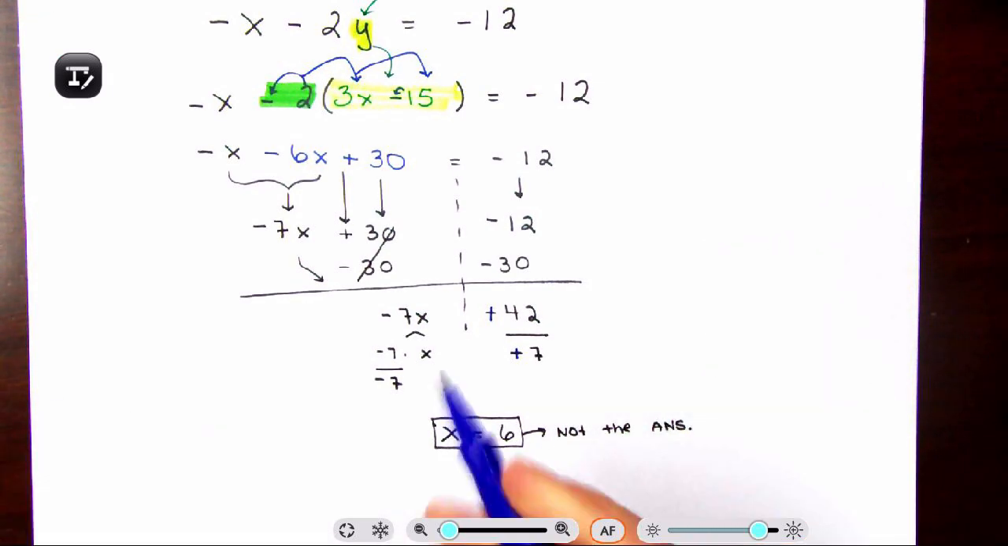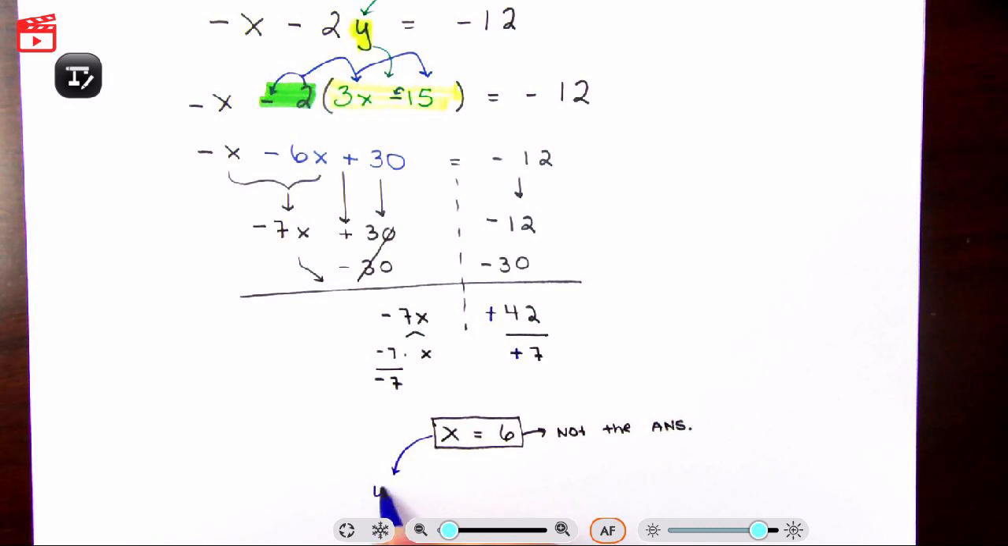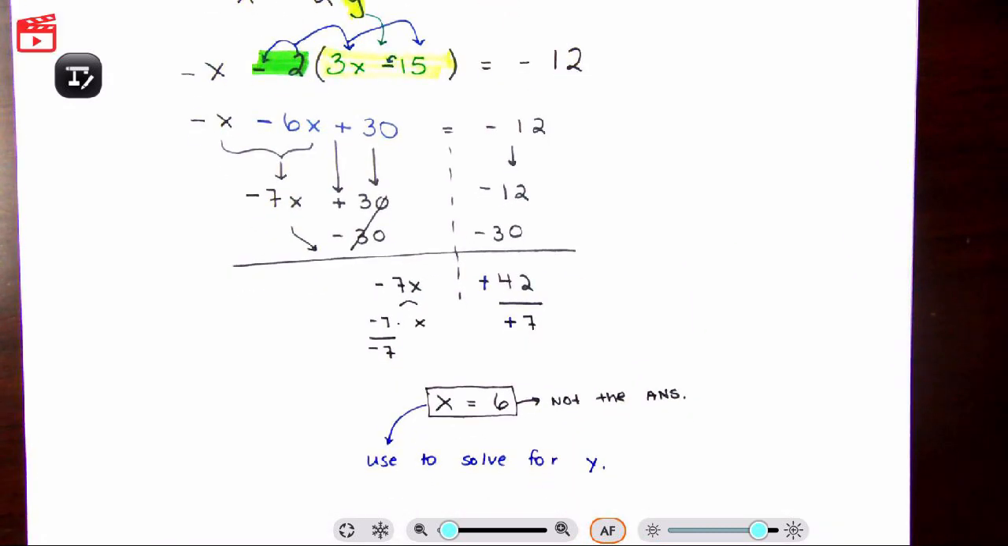We're actually going to use this to solve for y. Now, how do I solve for y from here? Pretty similar to how we did with elimination. Once you solve for one variable, you take that variable and solve for the other one. So you're going to choose one of your given equations.